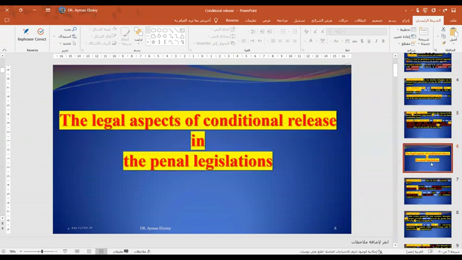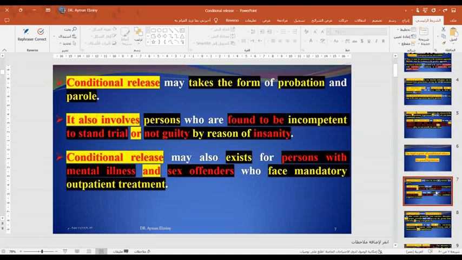So, what are the legal aspects of conditional release in penal legislations? Conditional release may take the form of probation or the form of parole. It also involves persons who are found to be incompetent to stand trial or not guilty by reason of insanity. Conditional release may also be provided for persons with a mental illness and sex offenders who face mandatory outpatient treatment.